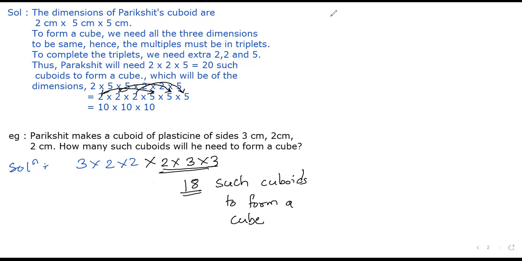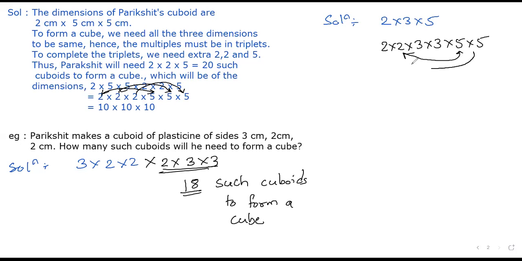One more. Suppose I have a cuboid of dimensions 2 by 3 by 5, then how many such cuboids will I need? Sir, all numbers 2 times. So 2 into 2 into 3 into 3 into 5 into 5 means what? Look, 5 twos are 10, 5 twos are 10 means 10 tens are 100. 3 threes are 9. 900 such cuboids are needed. Are you understanding?